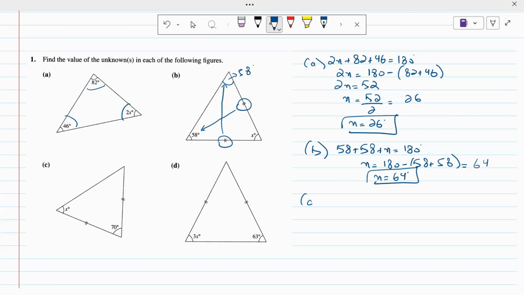Let's talk about part D. Part C is pretty much the same. In case of part D, double dash and double dash, so the angles opposite to the equal sides are the same. So here we can say that this 3x is the same thing as 63, and that would eventually give us x. So x is equal to 63 upon 3. We get x as 21.